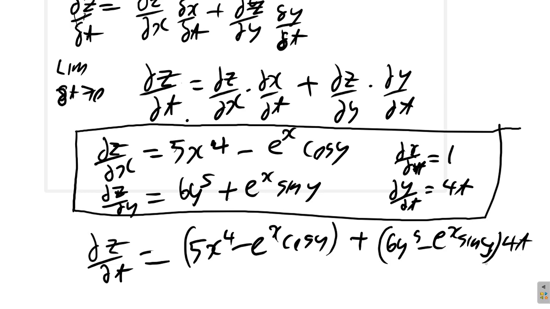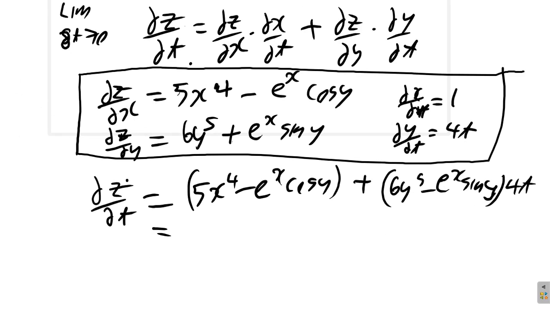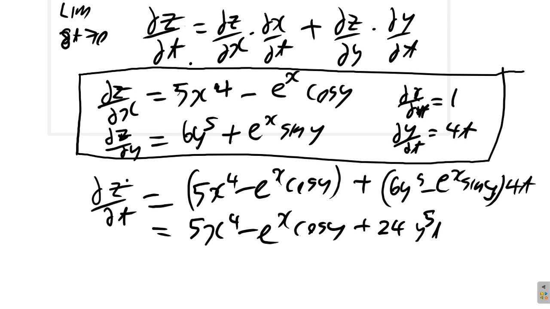Alright? If we choose to multiply out the brackets, to expand the brackets, we have 5x to the fourth minus e to the x cos y plus 4 times 6, 24 y to the 5t plus 4t e to the x sine y. So that's what we have there.